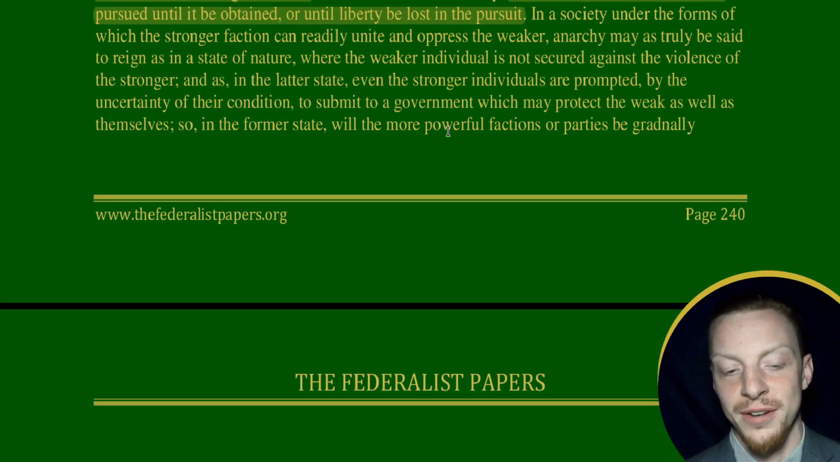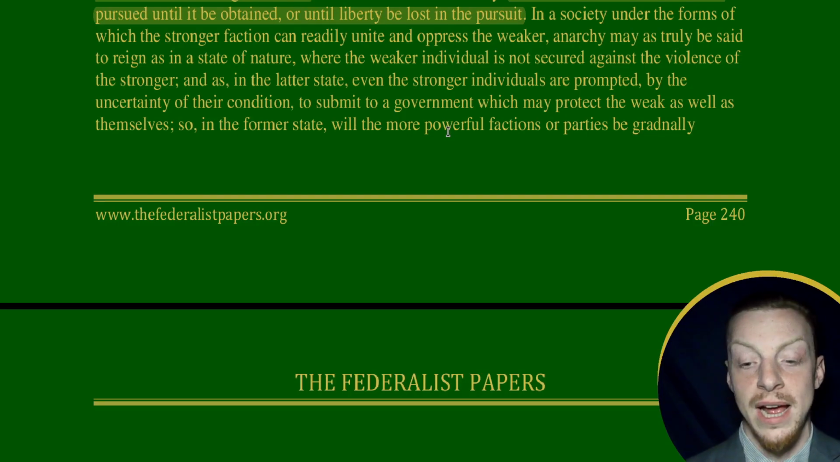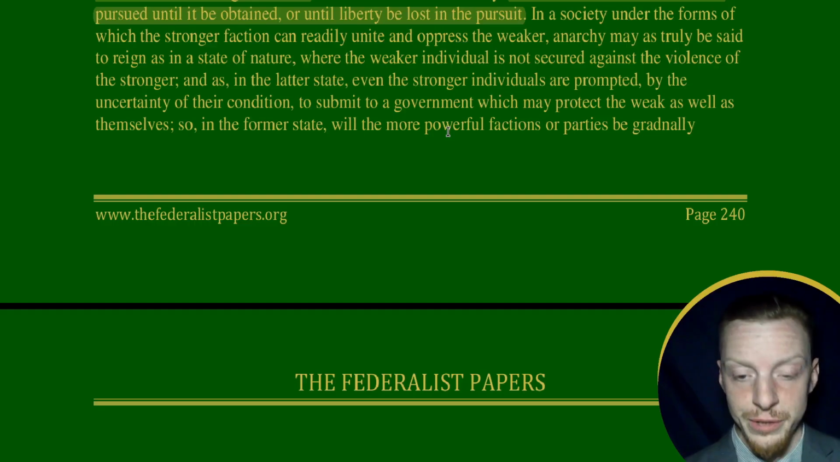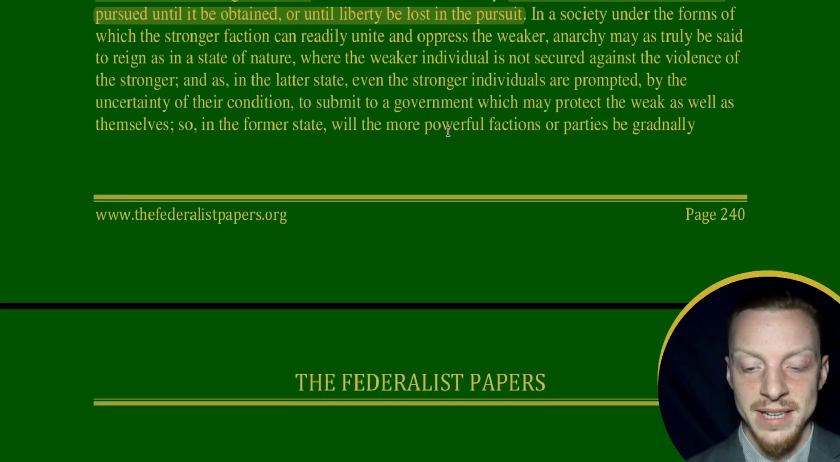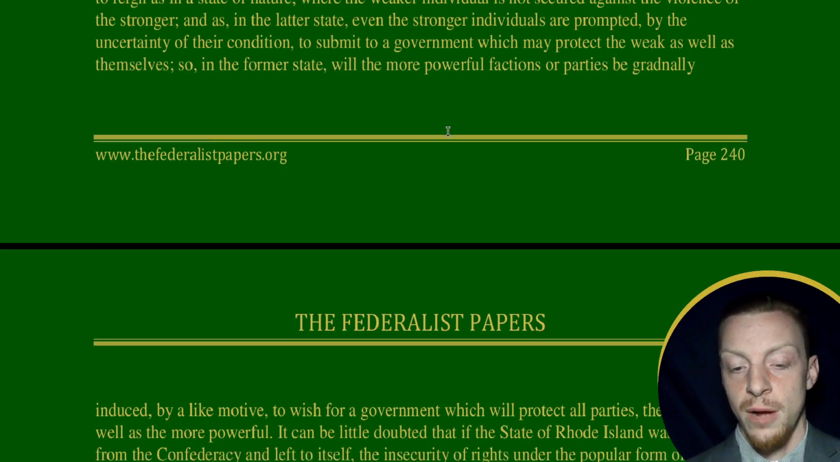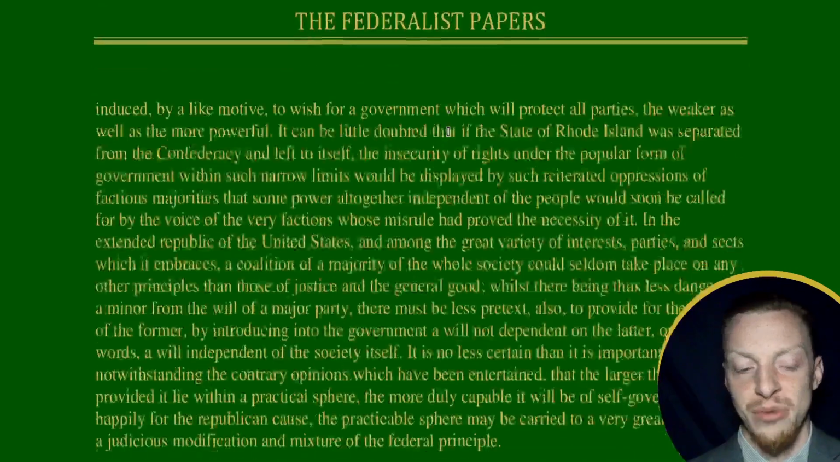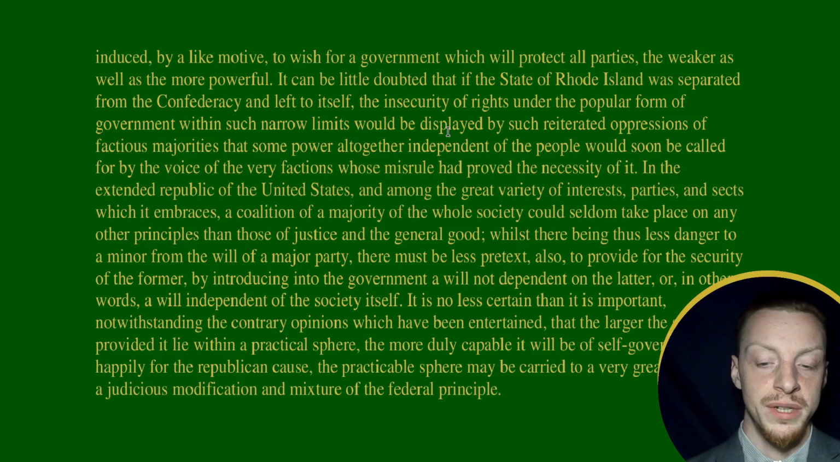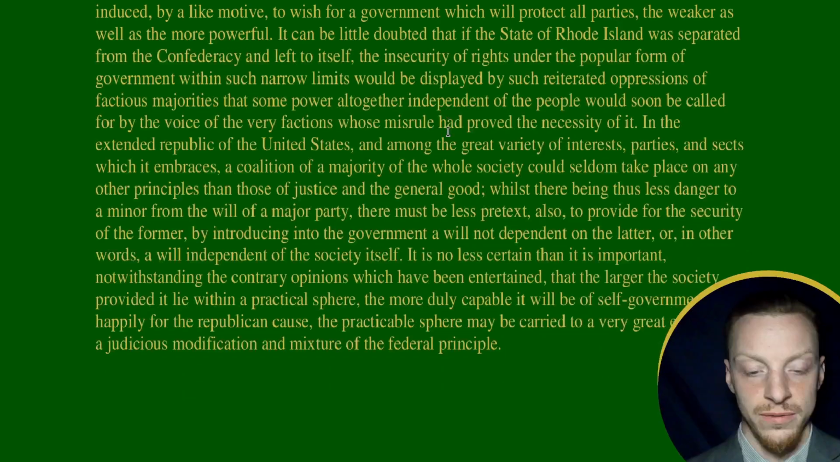In a society under the forms of which the stronger faction can readily unite and oppress the weaker, anarchy may as truly be said to reign as in a state of nature, where the weaker individual is not secured against the violence of the stronger. And as in the latter state, even the stronger individuals are prompted, by the uncertainty of their condition, to submit to a government which may protect the weak as well as themselves. So, in the former state, will the more powerful factions or parties be gradually induced by a like motive to wish for a government which will protect all parties, the weaker as well as the more powerful.